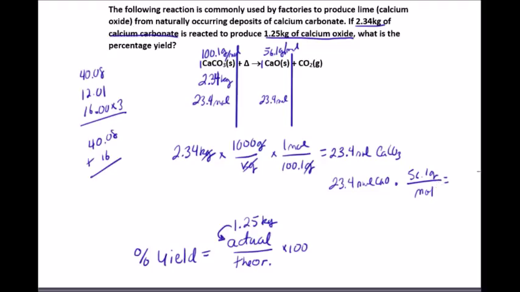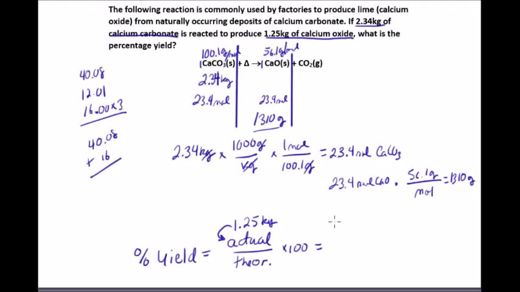Okay, and that comes up to 1,310 grams. So, 1,310. Okay, so this is my theoretical yield. Now this is grams, this is kilograms. You can convert this to kilograms or this to grams. It doesn't matter as long as they're both in the same units. I'm going to go ahead and convert this back to kilograms.